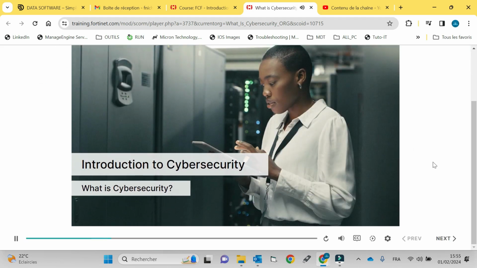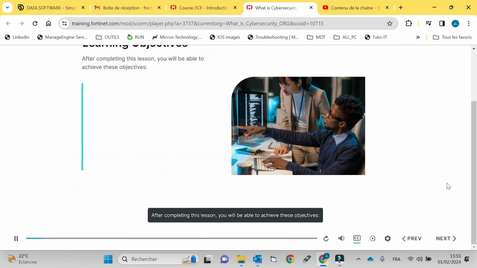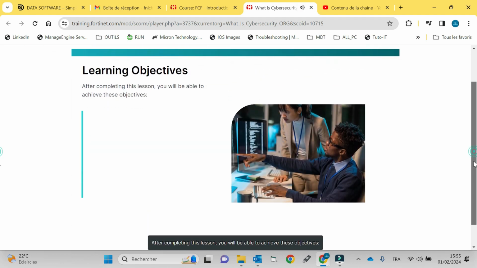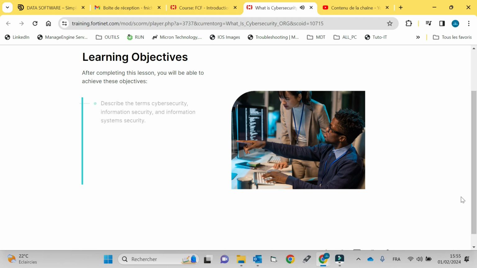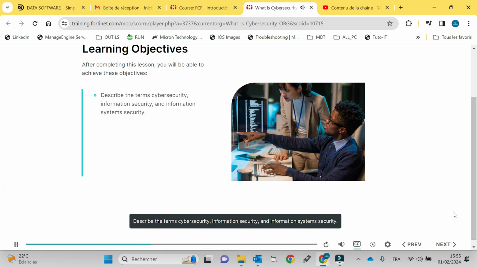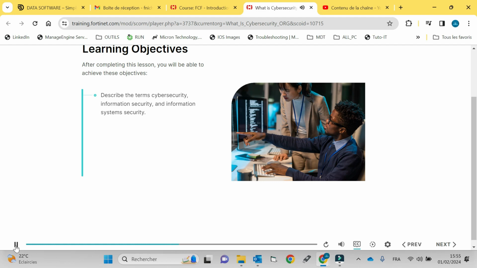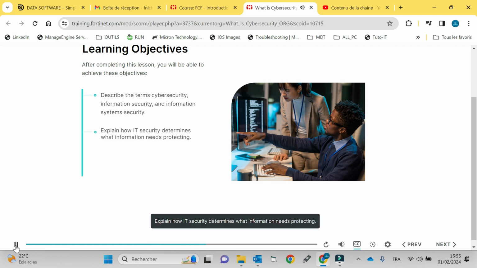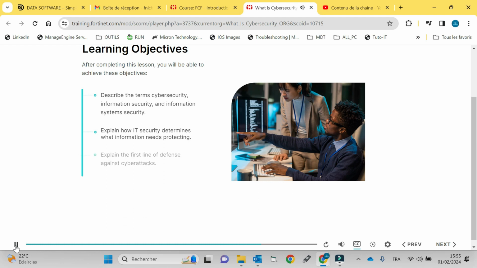Welcome to the What is Cybersecurity lesson. Click Next to get started. After completing this lesson, you will be able to achieve these objectives. Describe the terms cybersecurity, information security, and information systems security. Explain how IT security determines what information needs protecting. Explain the first line of defense against cyber attacks.